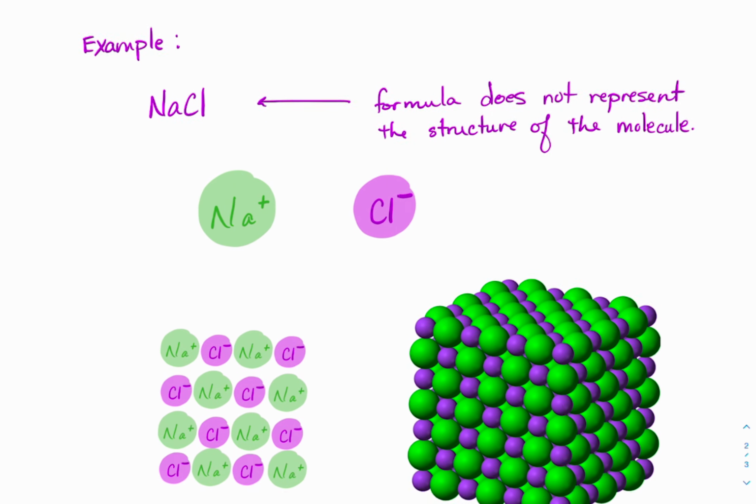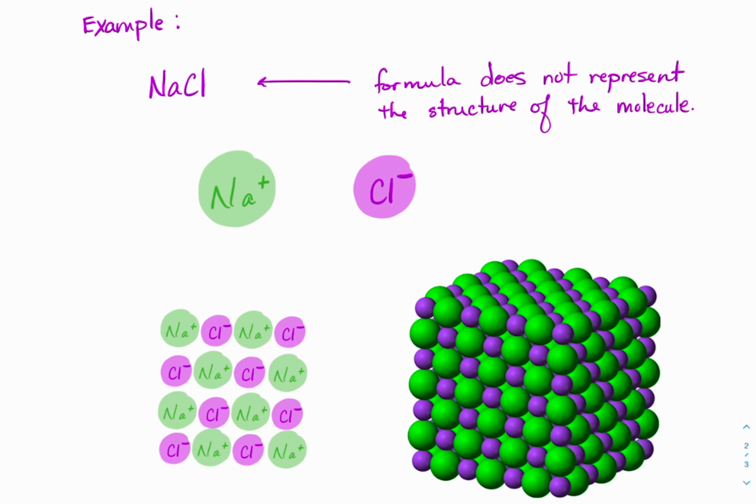An example of an ionic compound would be the compound sodium chloride, or NaCl. When we write the formula, this does not represent the structure of the molecule overall. Rather, it tells us the ratio of the cation sodium and the anion chlorine in the compound itself.